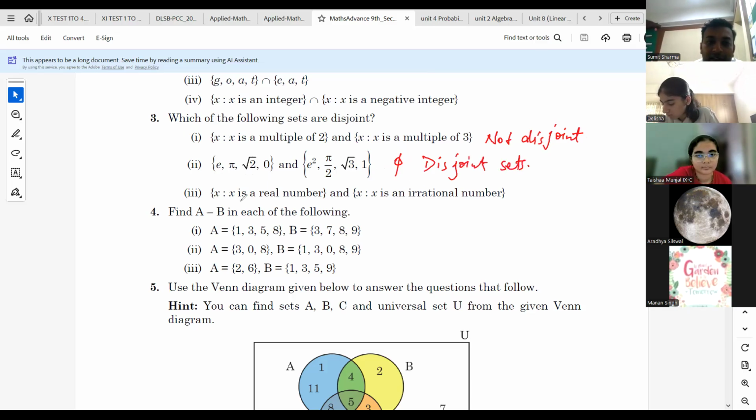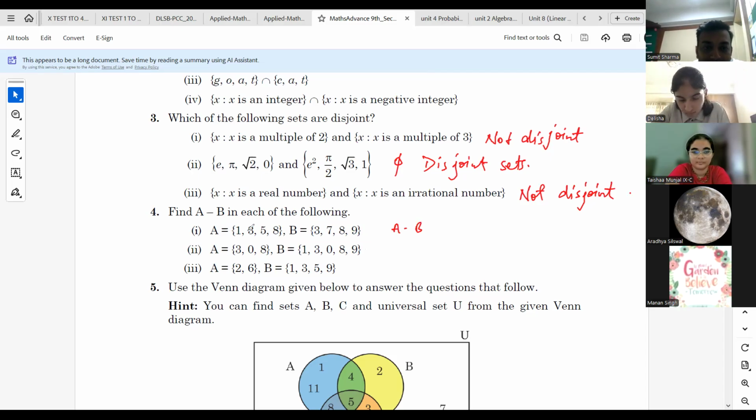Then the third one is x such that x is a real number and x such that x is an irrational number. So there is something common between real numbers and irrational numbers. Real numbers contain all the rational and irrational numbers, and therefore the common part between these two is irrational numbers only. So it is not a disjoint set, right?